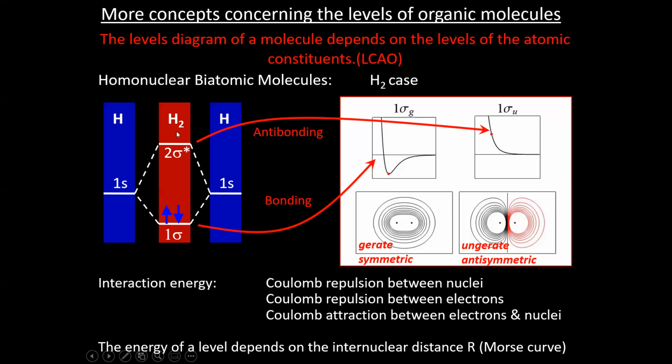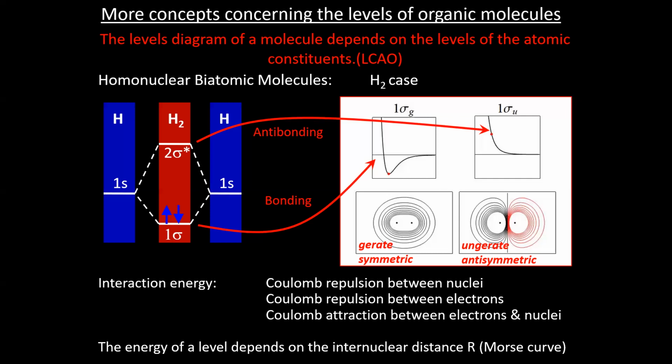Say, for example, that you want to study the hydrogen molecule. This is the simplest case of a homonuclear diatomic molecule. So this is a molecule that is composed of the same two atoms, hydrogen, and that is formed by combining them. The level diagram depends on the energy levels of the two constituent atoms, and you can use a model that is named LCAO, linear combination of atomic orbitals.